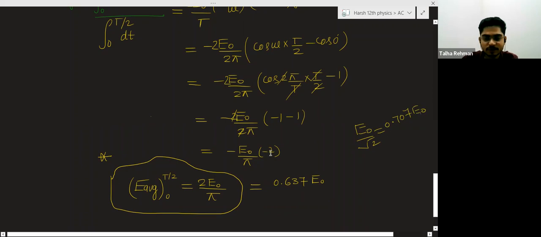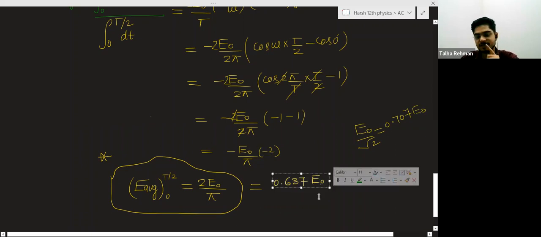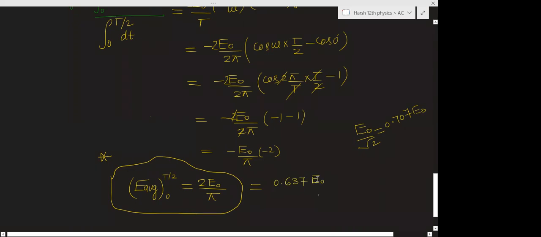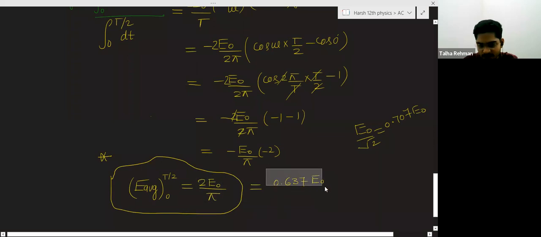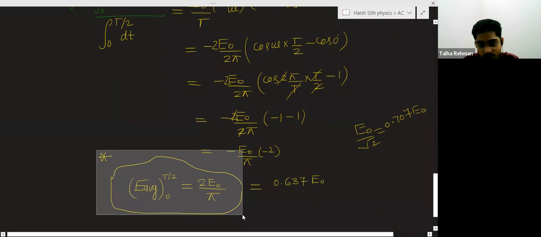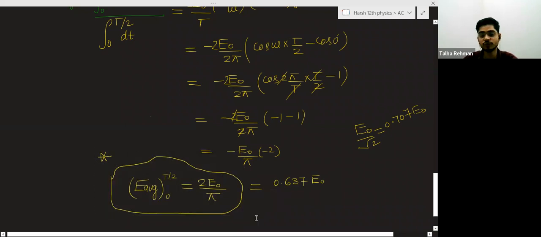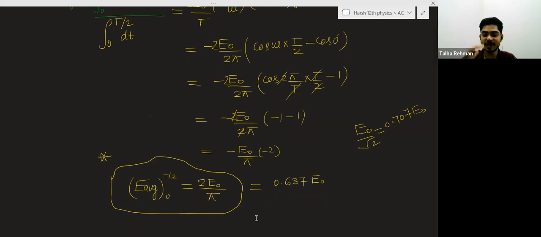So minus plus you will do this, 2 E naught by pi. This is 0.637 times the peak value E naught of the EMF. In this way you can write, or either you can write in this way also. But please remember the value. You should know what is the average value of the EMF for the half cycle.